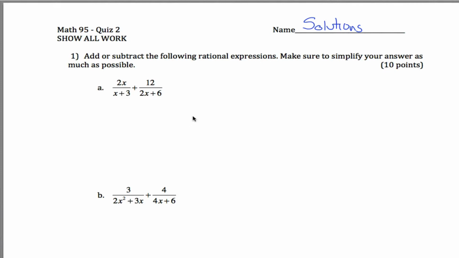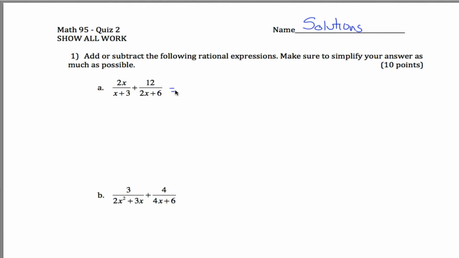For quiz 2 for Math 95, we're asked to add or subtract, I guess it's add in both of these cases, the following rational expressions. Make sure to simplify your answer. Okay. Same instructions you had on the last quiz. The difference here is on the last quiz I gave you a common denominator. This time I do not. So our goal on this quiz will be to rewrite these rational expressions so that they have a common denominator.